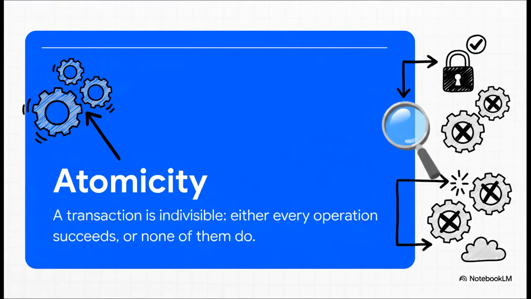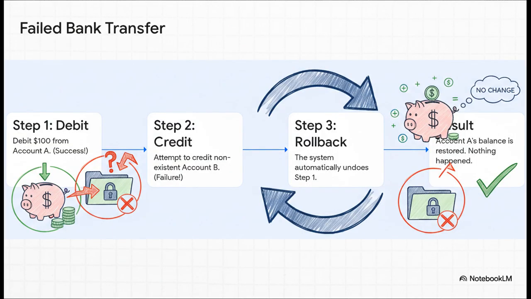So what atomicity says is that any transaction, doesn't matter if it has one step or 100 steps, is treated as one single indivisible thing. It's like a pact, you know? Either every single part of the deal goes through perfectly or the whole thing is just canceled. The system completely rolls back and pretends it never even happened. No half measures. That bank transfer we talked about, it's the perfect example.